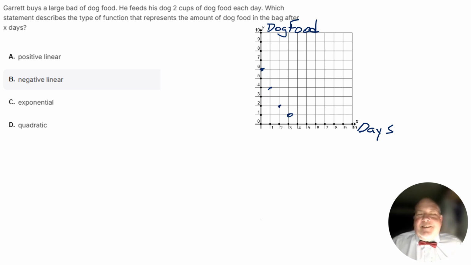Sorry about that. Okay. So if you look at this, and I messed this up, didn't I? That shouldn't be there. I was like, that doesn't look straight. So when you lose 2 more cups there, you're going to go from 2 cups to 0. Okay. So if you look, it's a straight line. It's going down. It's decreasing. All right. So it is a negative linear function.